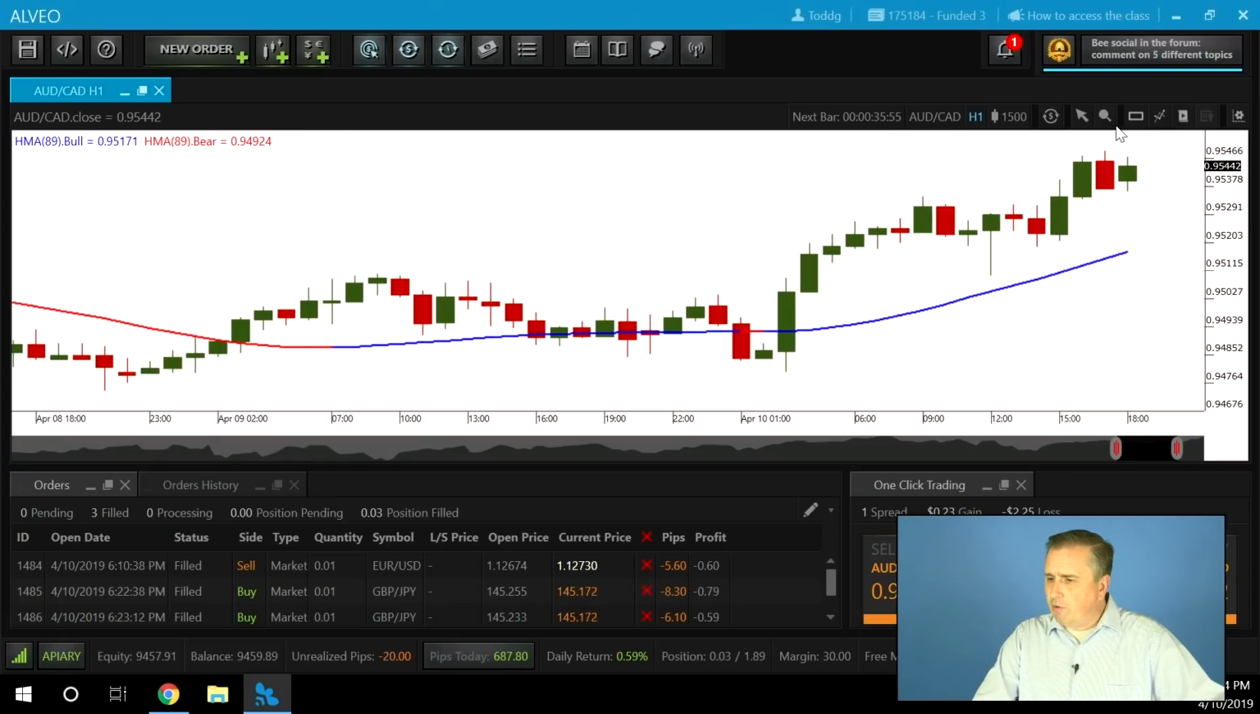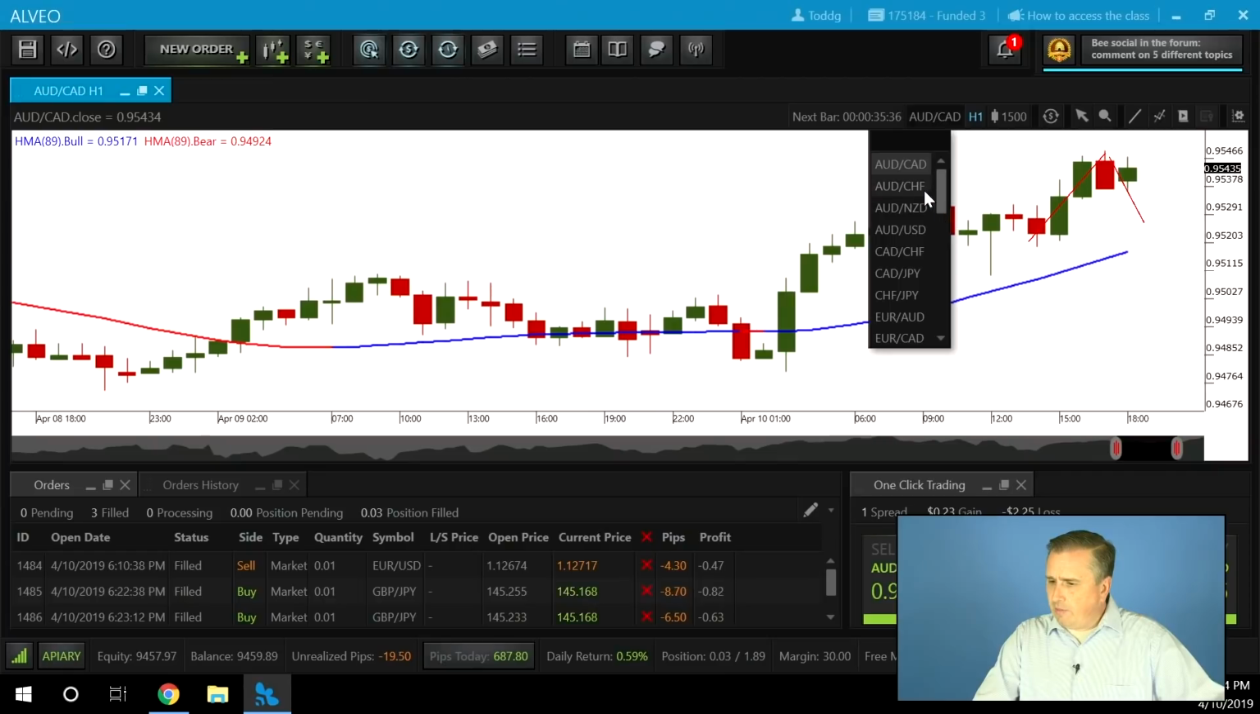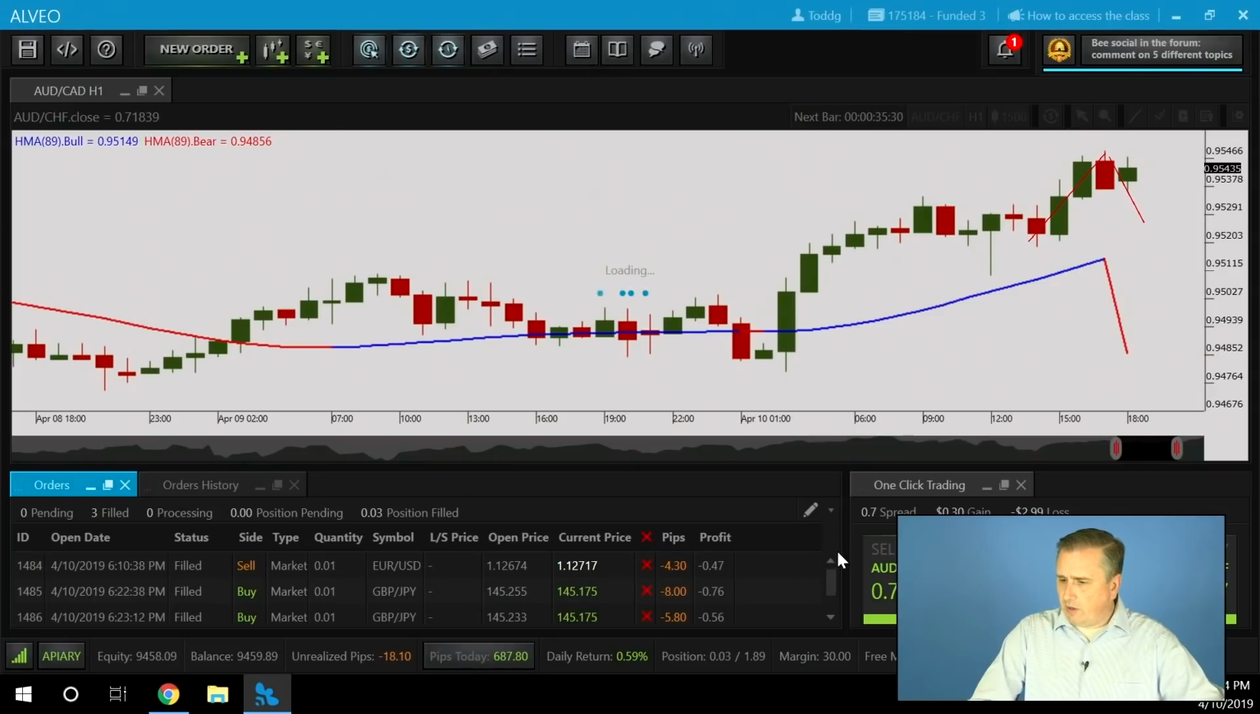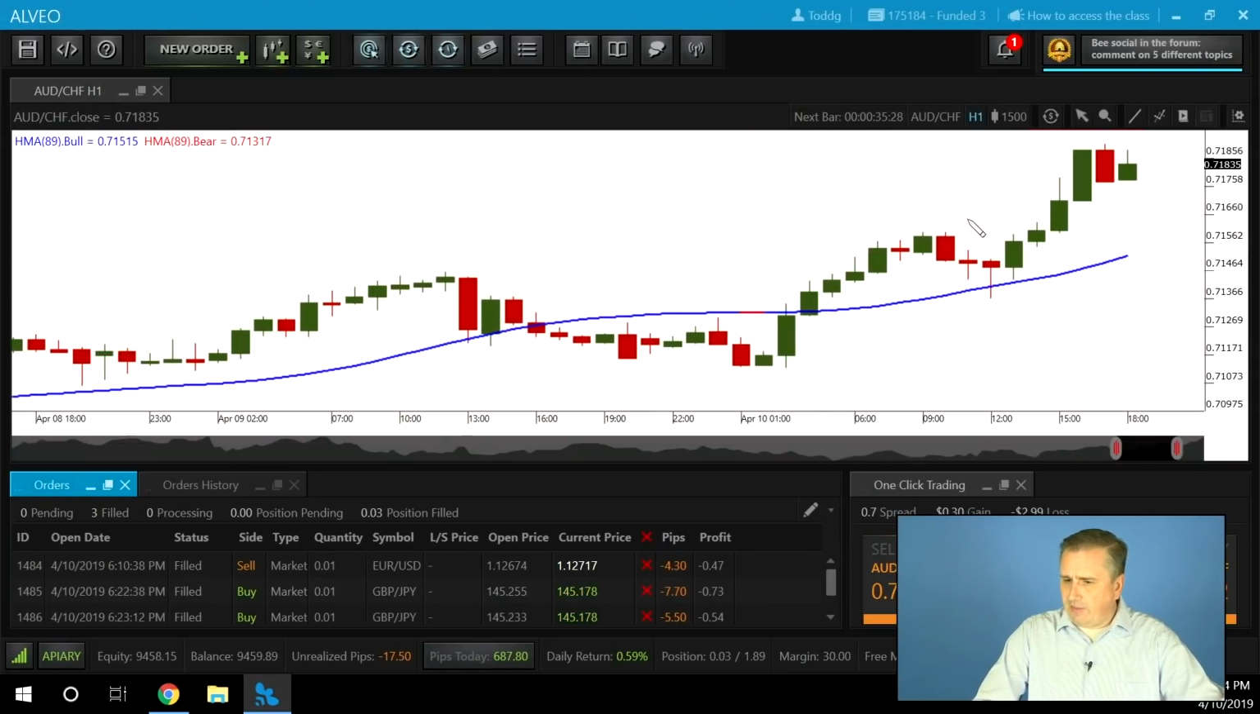but I don't quite have a pullback yet. So what I'd be looking for is price to start to pull back here. We had a nice little run up, but we don't really have a pullback, so we want to make sure that we get that pullback. Then I would go to my next one, Aussie Franc. This goes to the question about whether I trade all of the pairs on here, and the answer is yes.